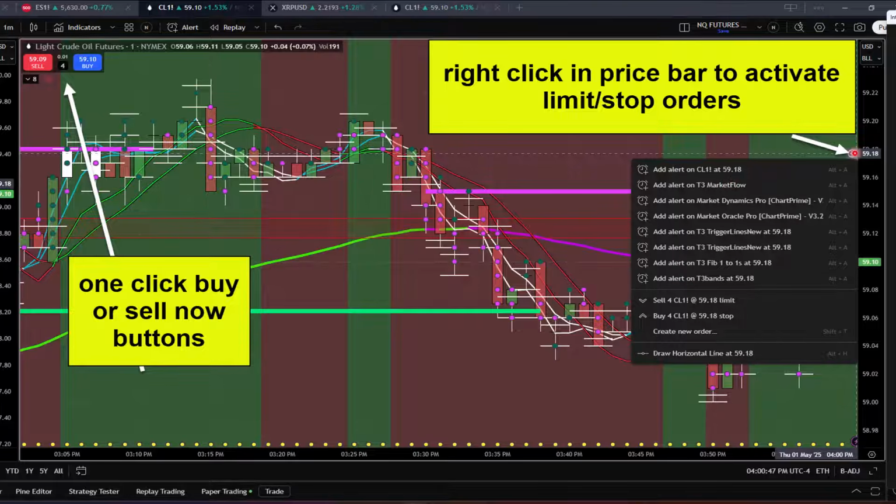If you click, there's a little plus sign. If you hover your mouse over the right edge of the chart, you'll be able to place limit orders or stop orders. For me, I'll put limit orders in at places like high volume lines. And then, if it's just a trend trade or something like that, I'll do a market order and I'll just use the buy and sell buttons. Very, very easy, very simple.